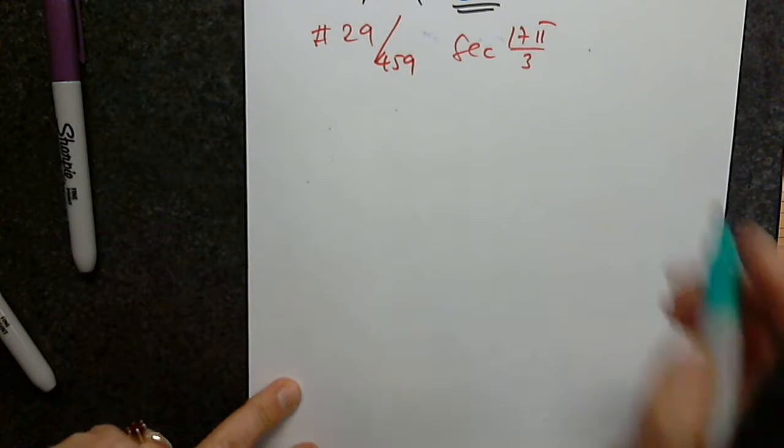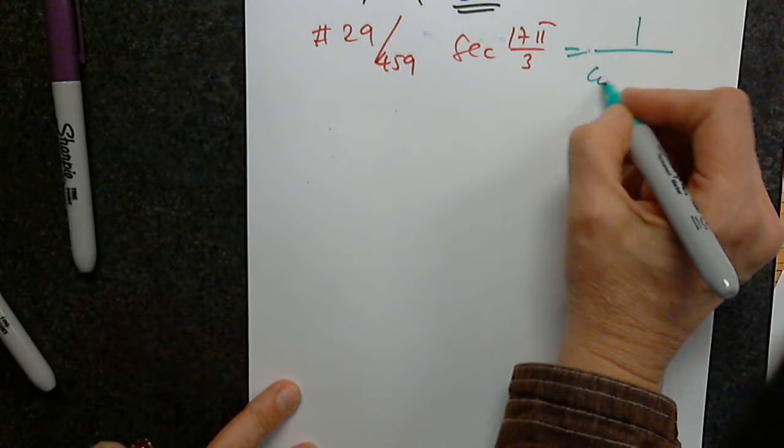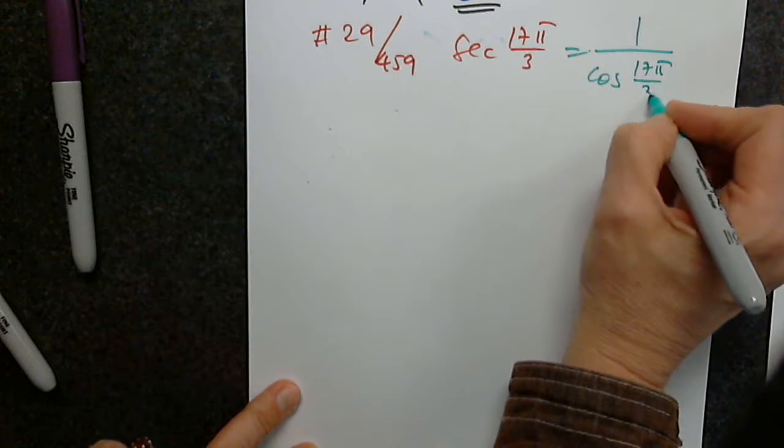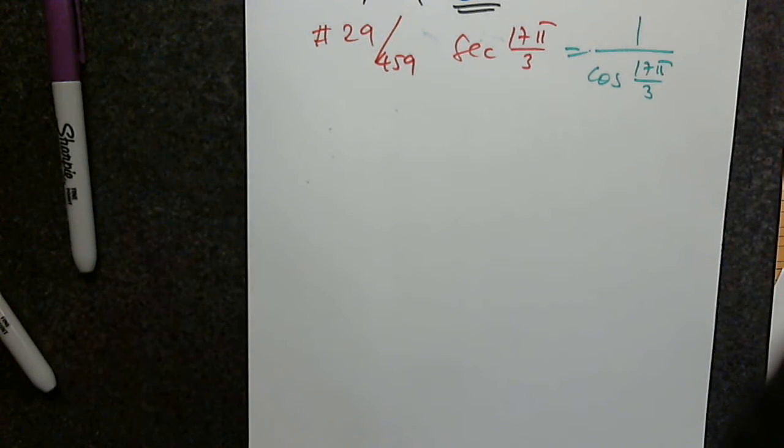This is secant. I refuse to think in terms of secant. I'm going to calculate 1 over cosine 17 pi over 3. No one can force me to think in terms of secant, and I will not. I will always go back to the basics. Always go back to sine and cosine. What do I care about secant? It's going to give me the same number anyway.